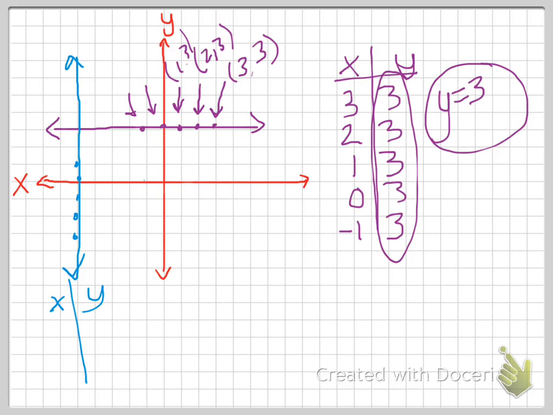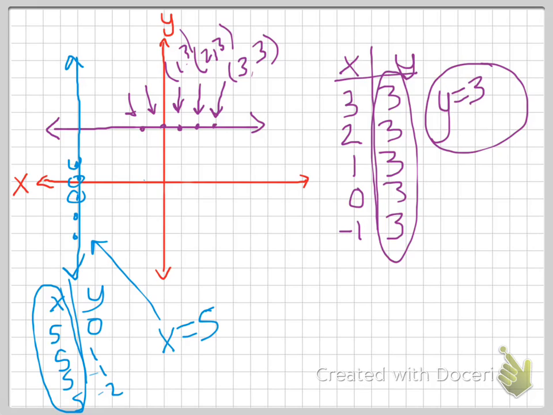So 1, 2, 3, 4, 5. So that's going to be 5, 0. This one's 5, 0. This one's 5, 1. This one's 5, negative 1. This one's 5, negative 2. Are you seeing a pattern? So in a vertical line, what is always constant? X. What is x? X is always 5. So a vertical line will have an equation that doesn't have a y in it.